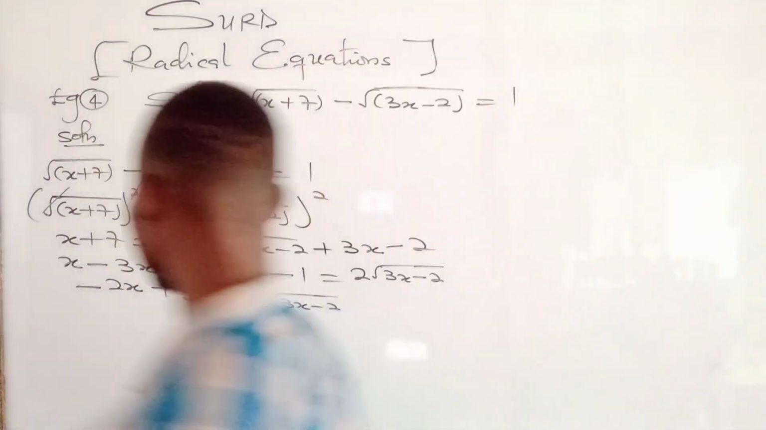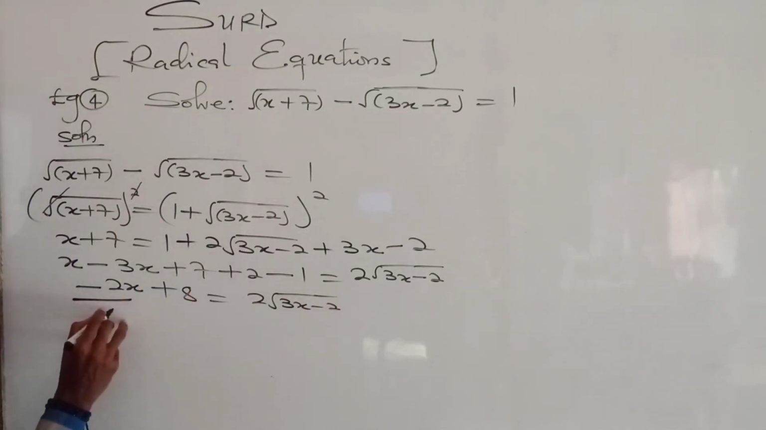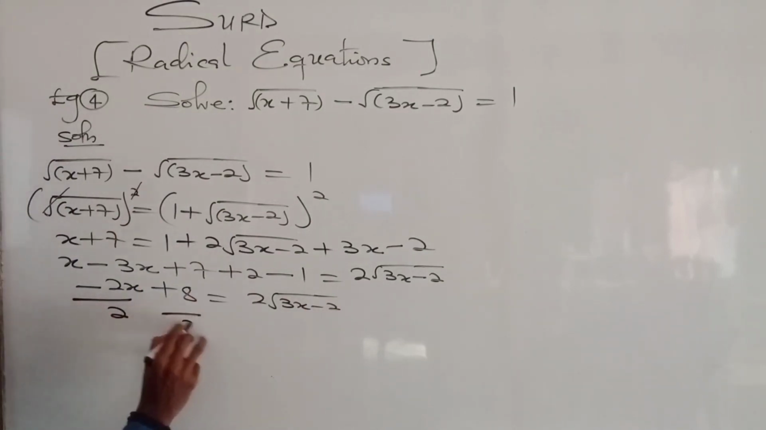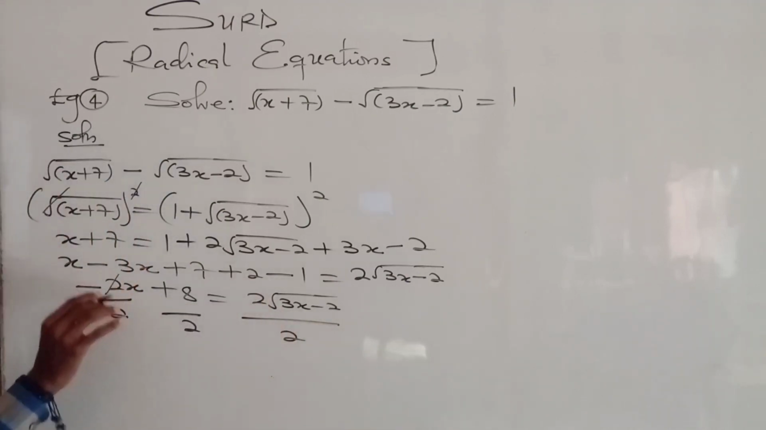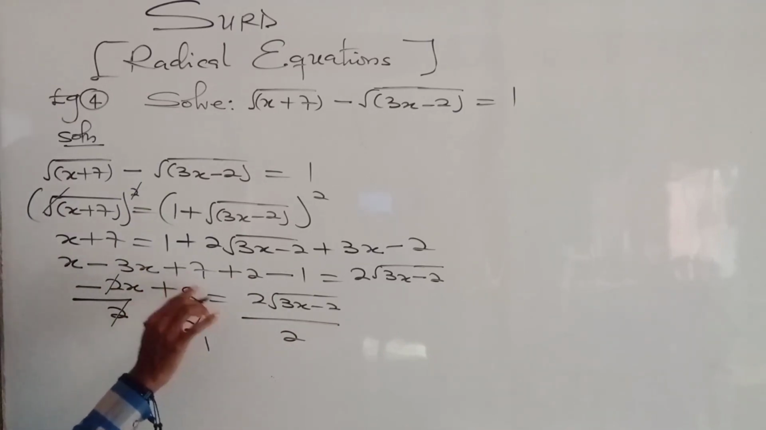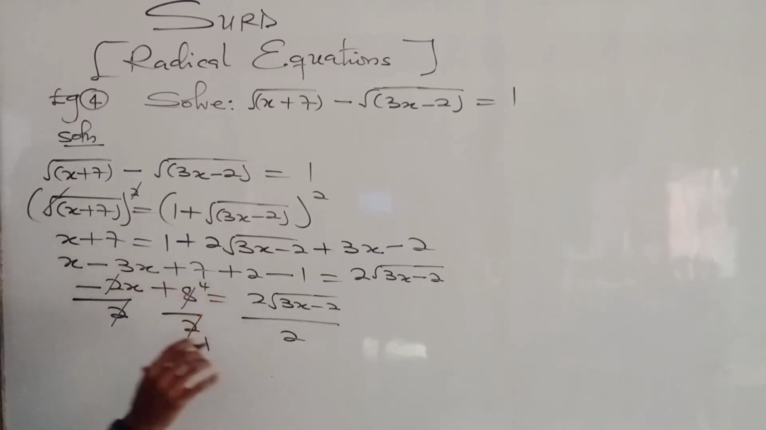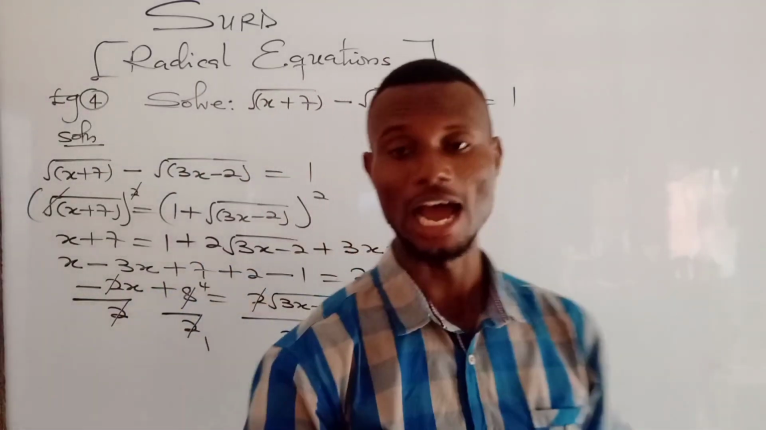So let's reduce the equation by dividing it through by 2. I divide here by 2, here also by 2, and here also by 2, so that this 2 and this 2 will cancel away. 2 goes here 1, 2 goes into the 8 4 times, and this 2 and this 2 will also cancel away. I hope you understand up to this point.